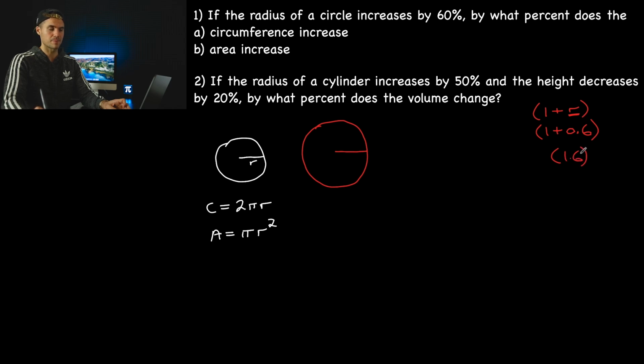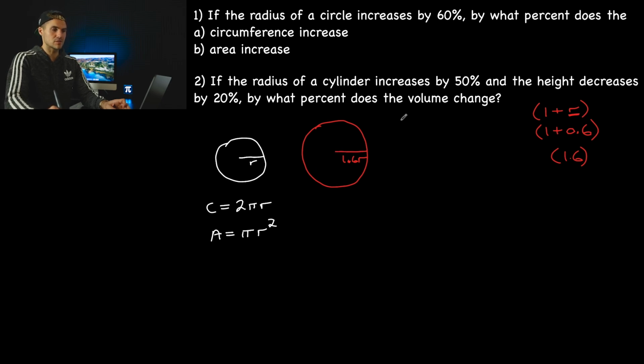if we simplify this bracket. And so we're basically going to take this original r value, this radius, and multiply it by 1.6 to get the new radius like that. That's going to be the expression for this new radius, 1.6 r.